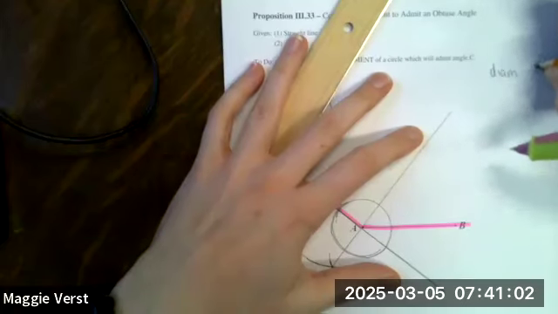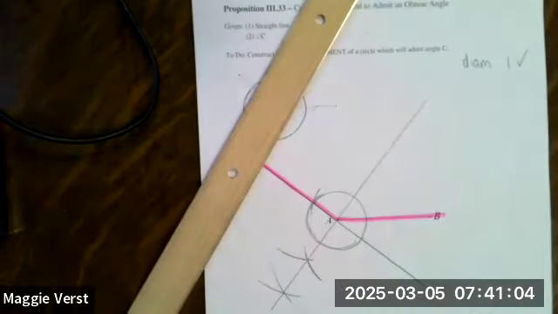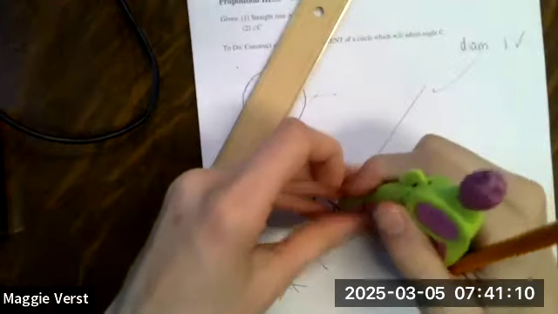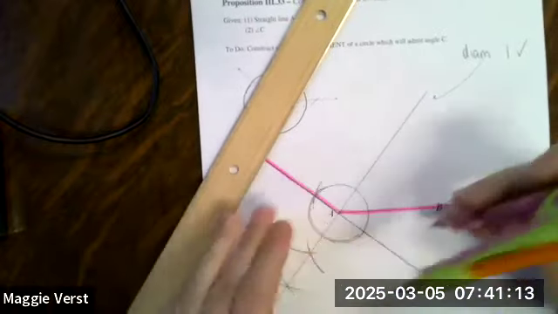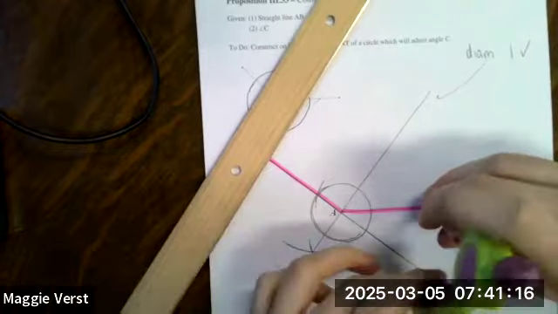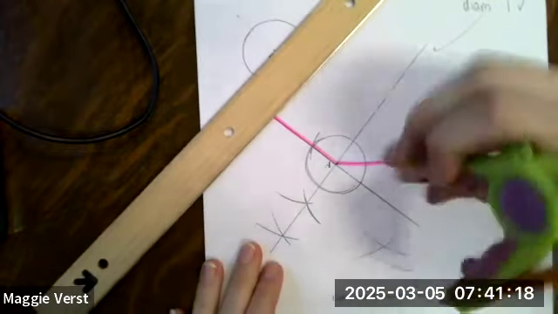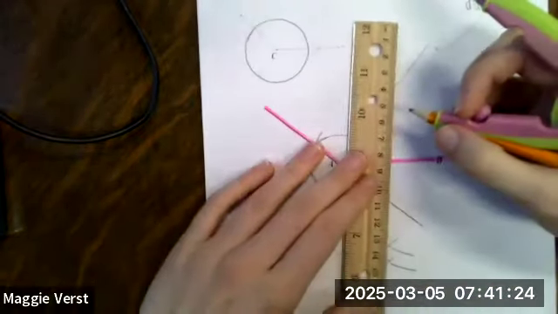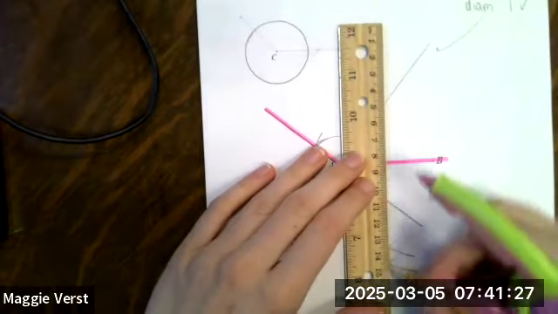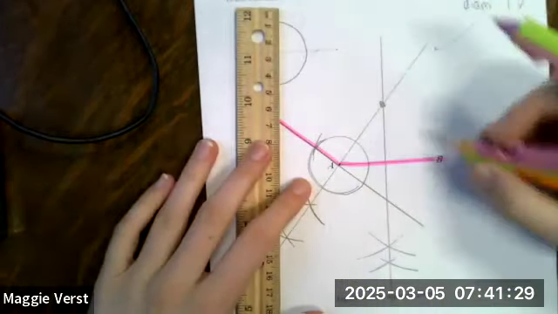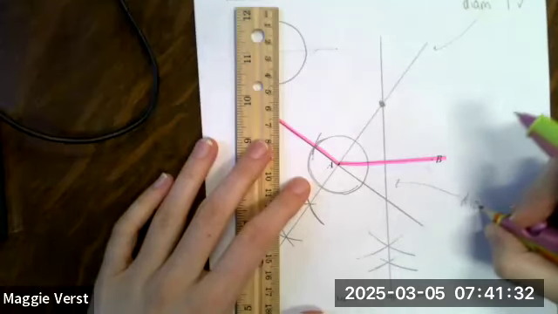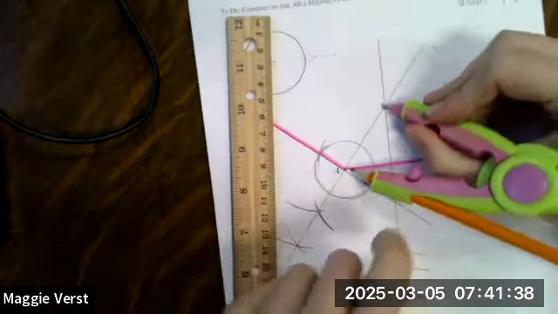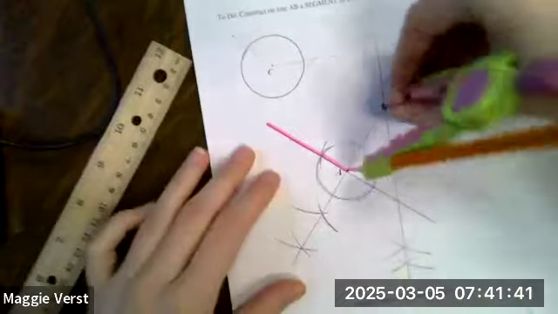So diameter 1 is done. Now I need to do diameter 2, which comes from here. So this is diameter 1, and now I'm going to do diameter 2. So I'm going to take this, bisect it again, go through. There's my center from the two diameters. Take your radius, and on the radius, draw a circle.